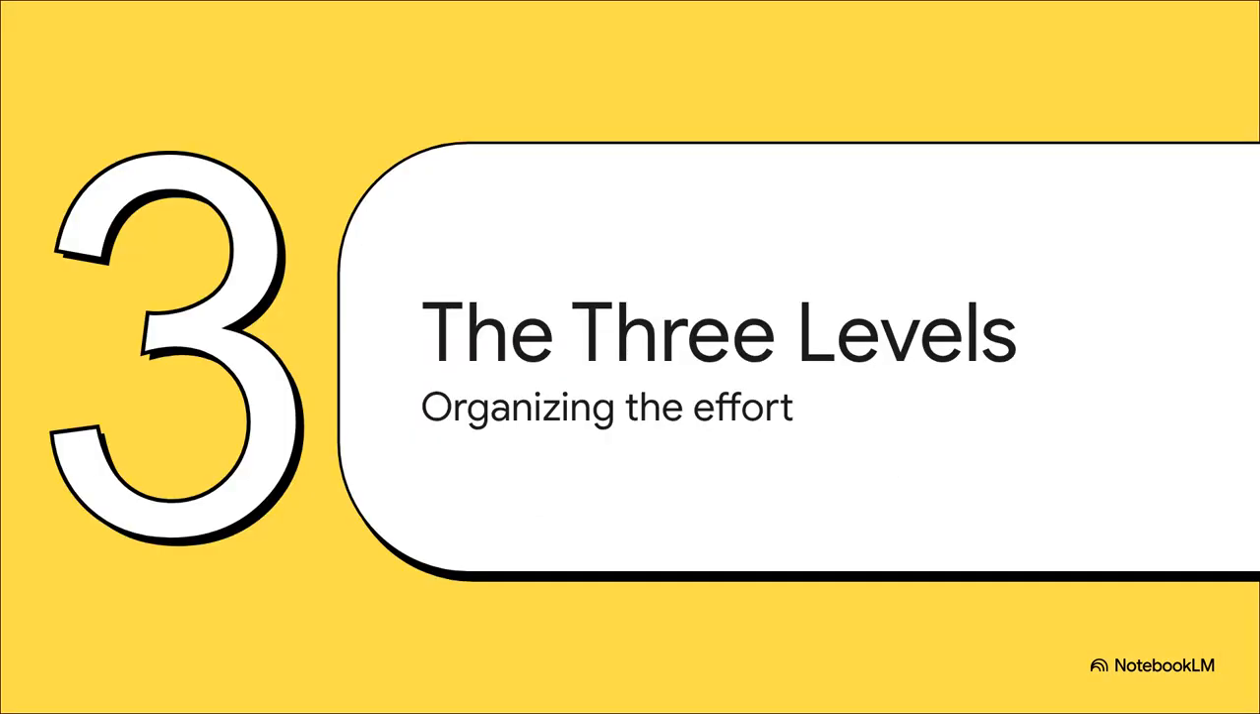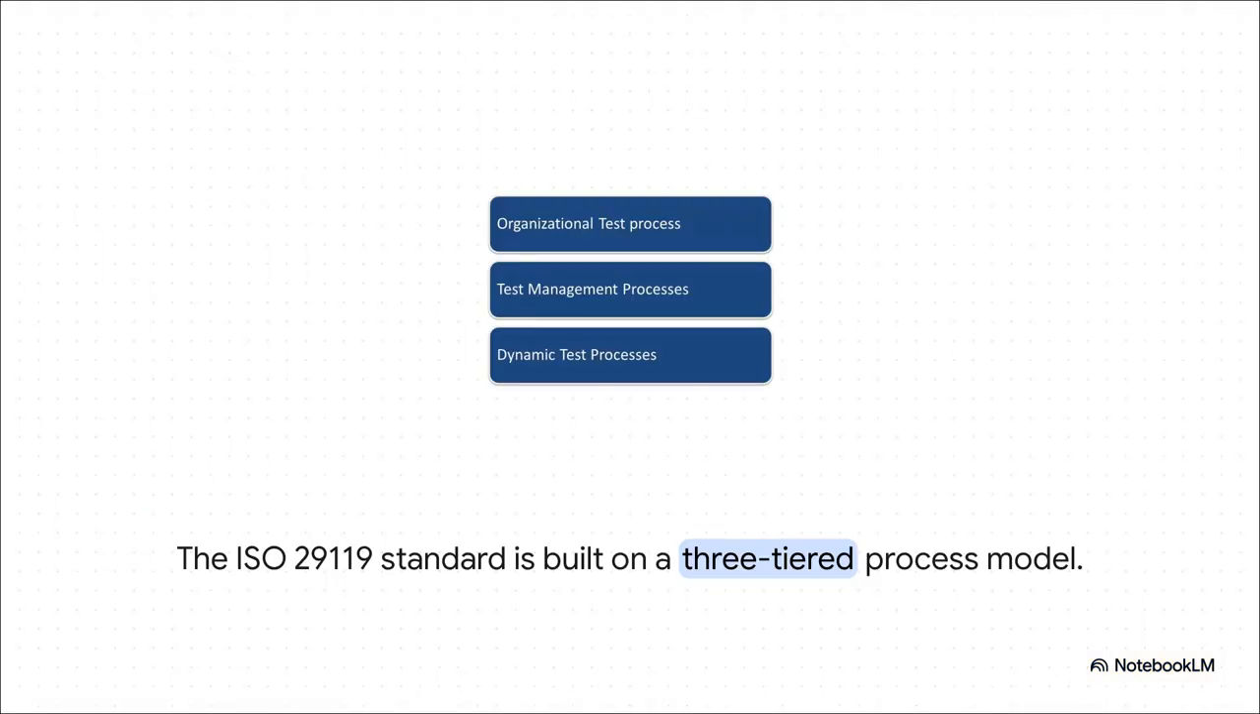Okay, but how does the standard organize all this for a real project? Well, it uses a super clear three-level hierarchy. The best way to think about it is like a pyramid of responsibility, starting at the very top of a company and going all the way down to the person actually running the tests. So here they are. At the very top, you have the organizational test process. Then, in the middle, the test management processes. And at the bottom, doing all the hands-on work, are the dynamic test processes.